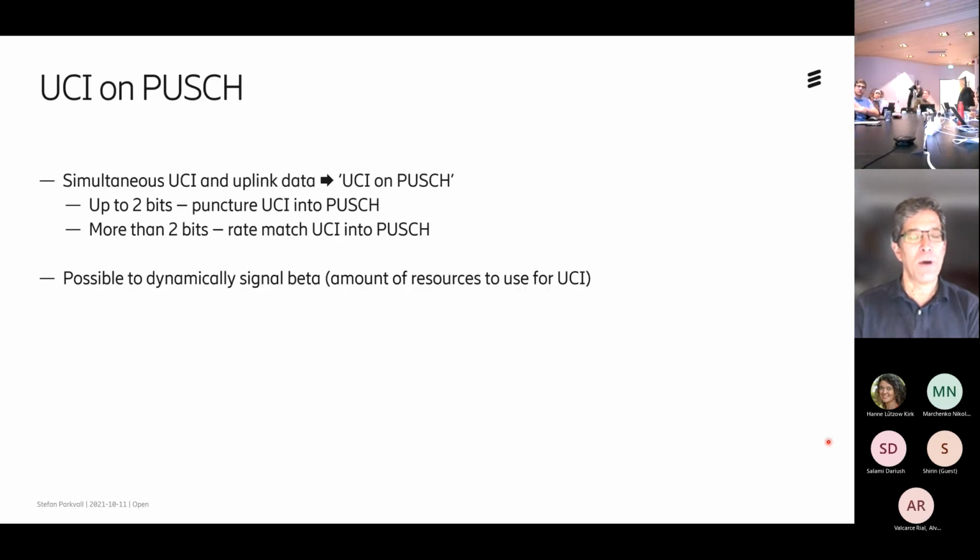I think there's just one more slide left, and I think I said this as well, that if you have control and data at the same time, then you put the control information on the PUSCH, and there's a set of rules in the specification for how to multiplex or puncture this UCI into the data channel. So both the UE and the network know where to find this UCI and can grab it from the uplink transmission and decode it.